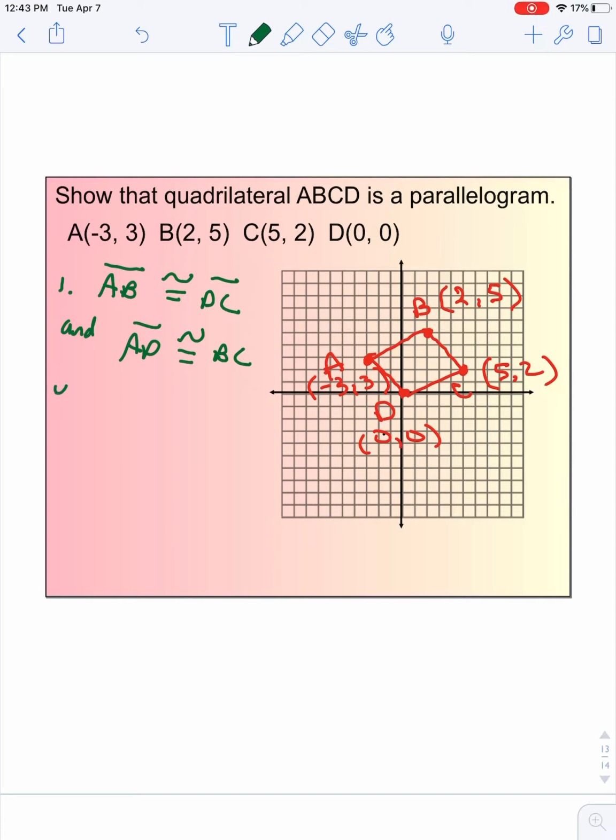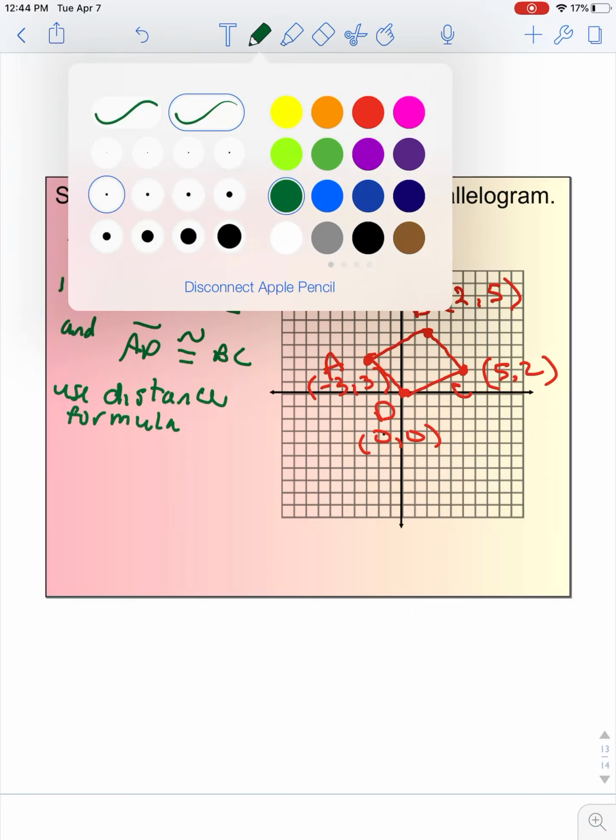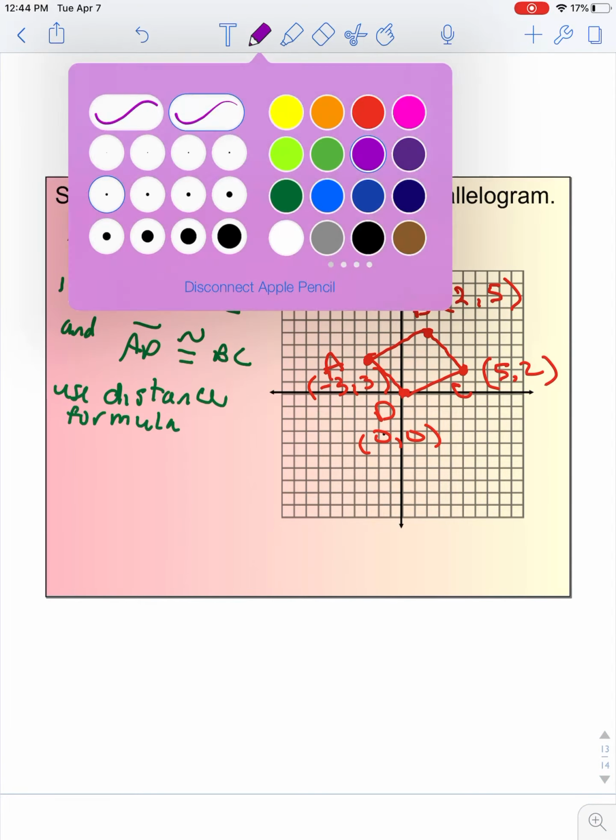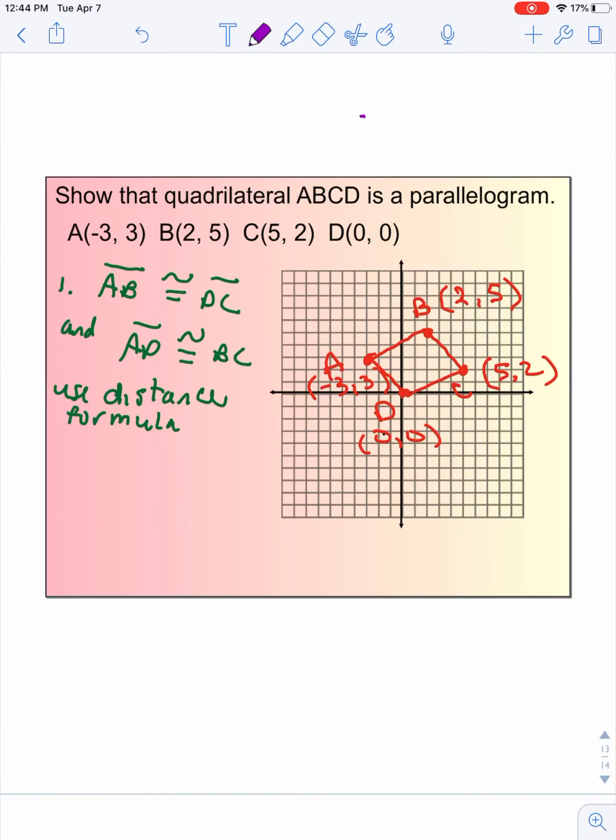In order to do that, I would use the distance formula using those ordered pairs to find that out. But there's another thing we could do as well that might actually be simpler. If we could show that AB was parallel to DC and that AD was parallel to BC, that would be enough to prove it, because then we'd have both pairs of opposite sides parallel, and that by definition is a parallelogram.